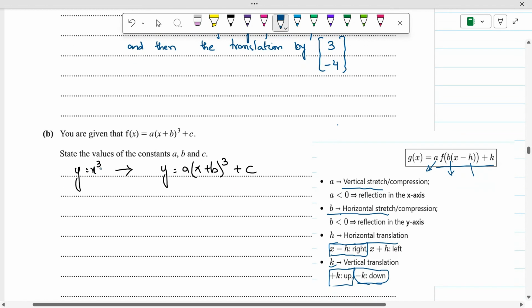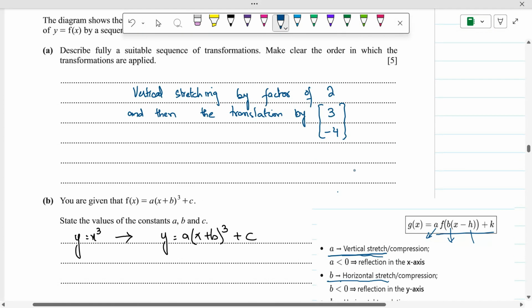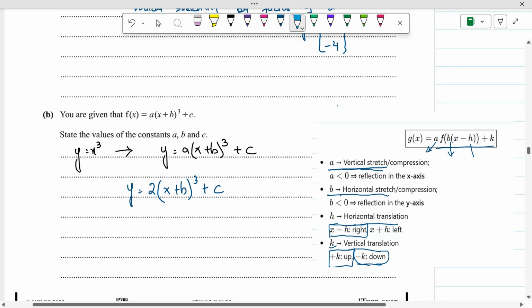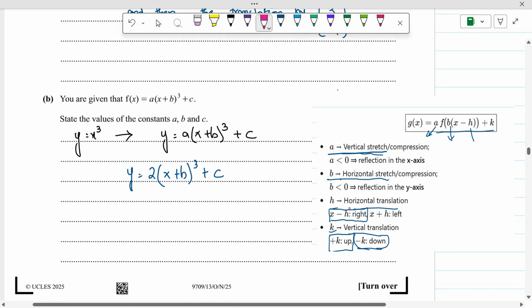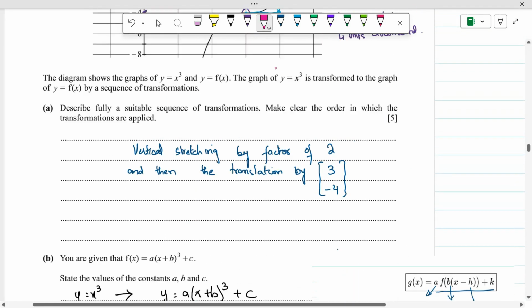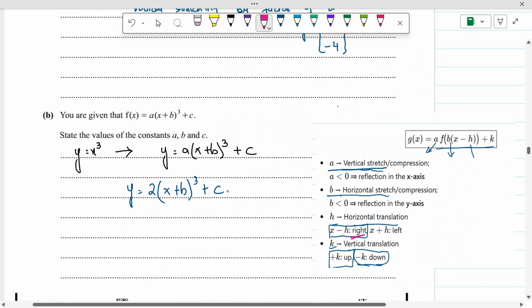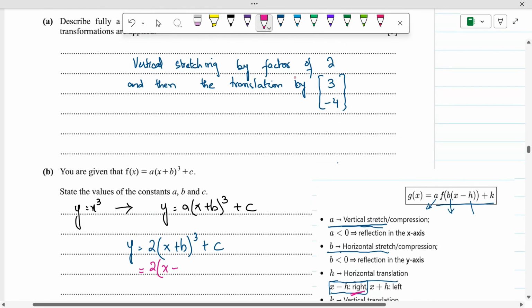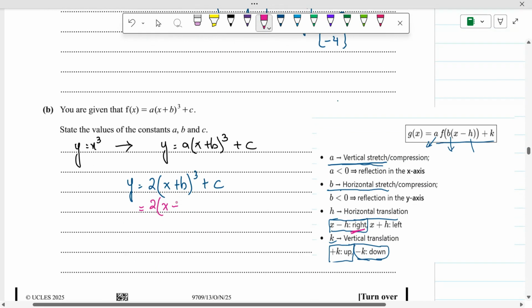If the function x cube is multiplied by a, then a is the vertical stretching, and we know the vertical stretching is by factor 2. So we can say y is equal to 2 times x plus b whole cube plus c. This shows the vertical stretching by 2. Now horizontal translation is represented by x minus h for right. This one moves to the right side by 3 units. So we can say 2 times x minus 3, because the horizontal translation is by 3, so it will be -3 in this case, plus c.